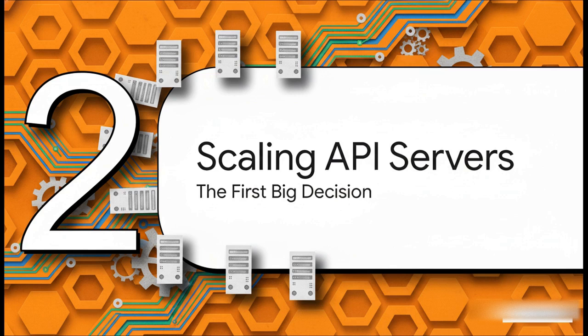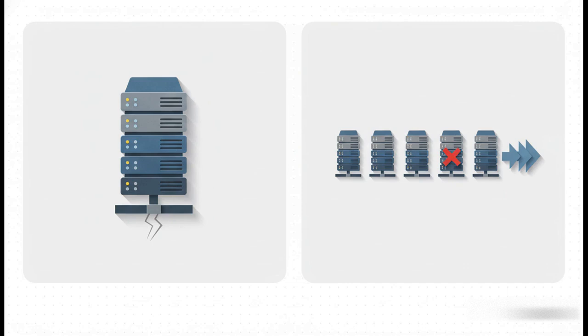Okay, so let's move on to section 2 and see how we actually start building this out. We're talking about scaling the API servers. And this, my friends, is probably the first huge decision you're going to have to make. You're basically at a fork in the road. On one side, you have vertical scaling, or scaling up. That just means you buy a bigger, beefier server with more CPU and RAM. It's simple, but you're going to hit a wall eventually. There's only so big a server can get, and it's a single point of failure.